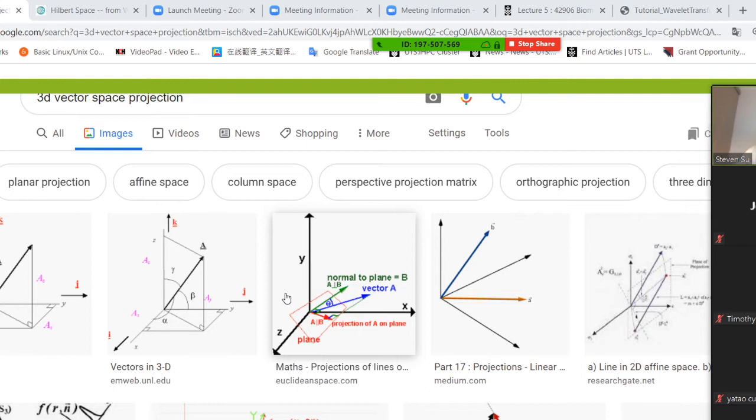So in Hilbert space, you can do all the projection. And based on this idea, they produced the wavelet. So for wavelet, maybe we go to a video to see it. What's the wavelet?